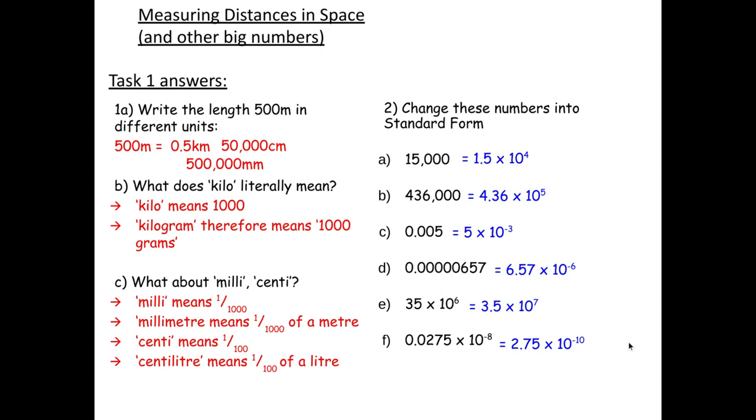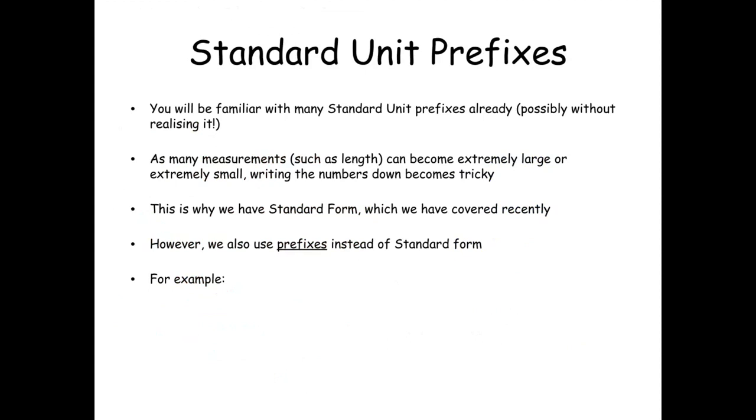Right, okay, so what we're going to look at today is distances in space and how they can get very, very big. So now I want to introduce you to the word prefix, which you're already kind of familiar with, and I've said here possibly without realizing it. When I say prefix, what I mean is the bit that goes before the unit. So milli would be a prefix to millimeter, kilo, the ones we were just talking about, centi, those are all prefixes to the unit itself, which is the meter or litre, whatever it is.